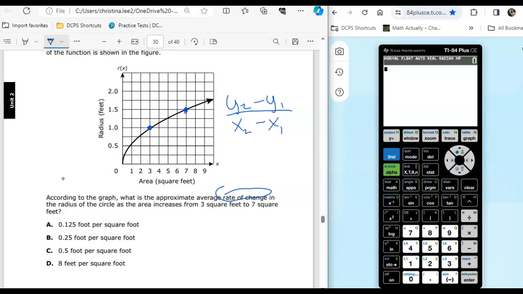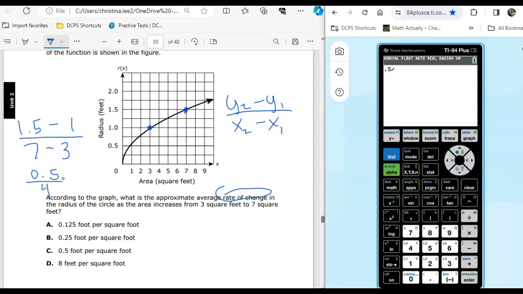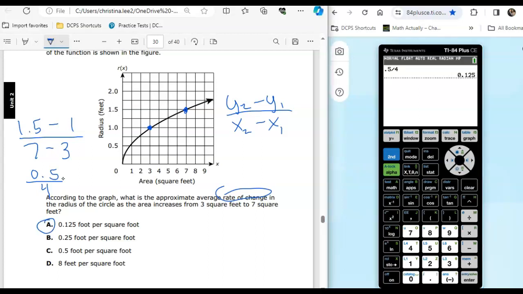So I'm going to use that to create my slope. My y value for my later value, y sub 2, is 1.5. My y value for my earlier value is 1. And then I'm doing that over 7, which is my input for x sub 2, minus 3, my x value for my first value. So I'm going to get 0.5 over 4. So 0.5 divided by 4, if you don't recognize what that is instantly, is going to be 0.125. And so that is your answer for this one.